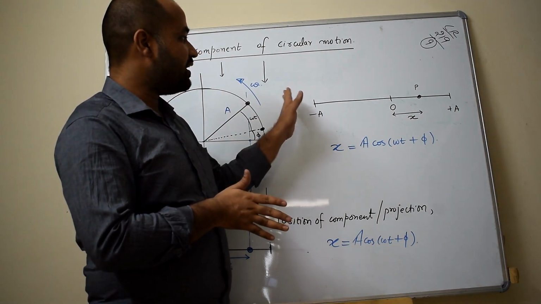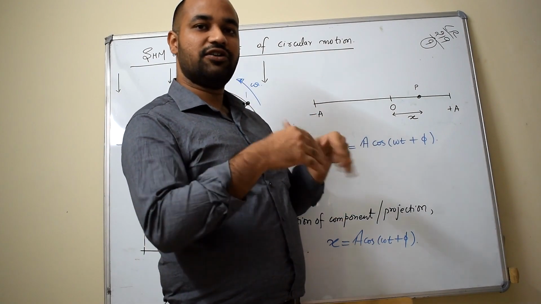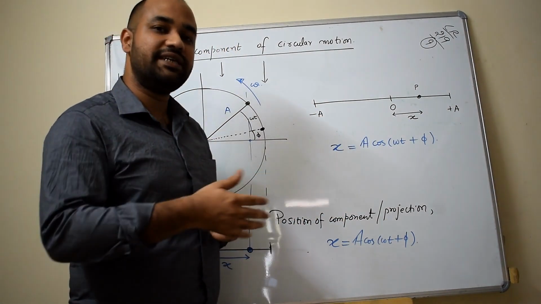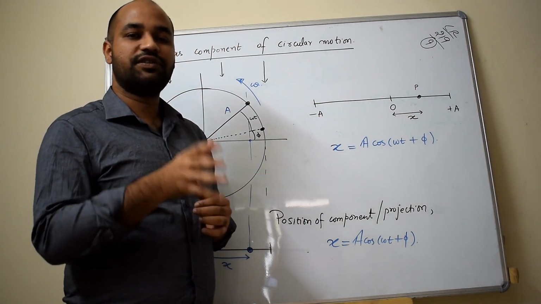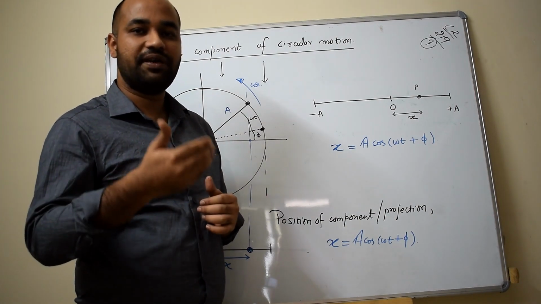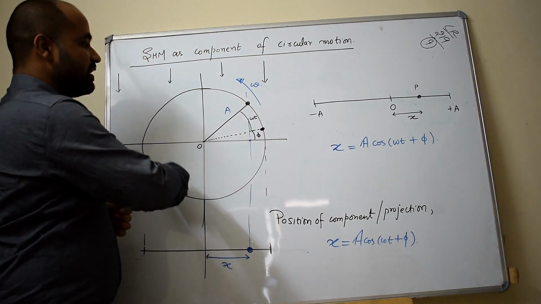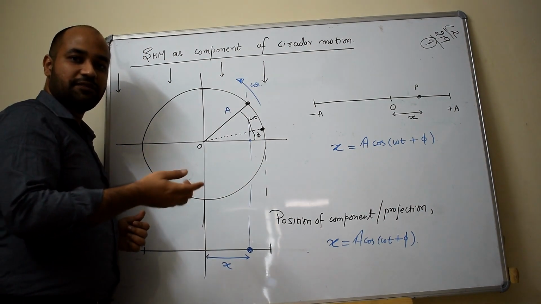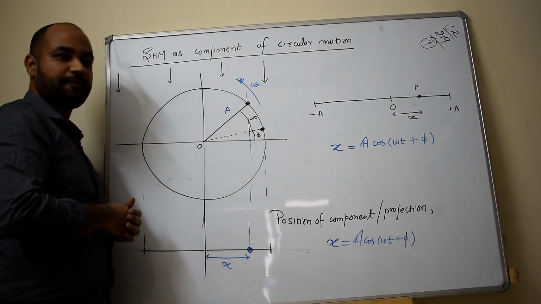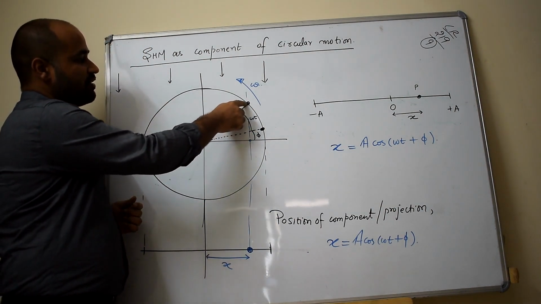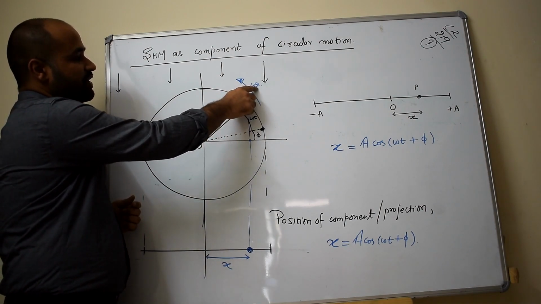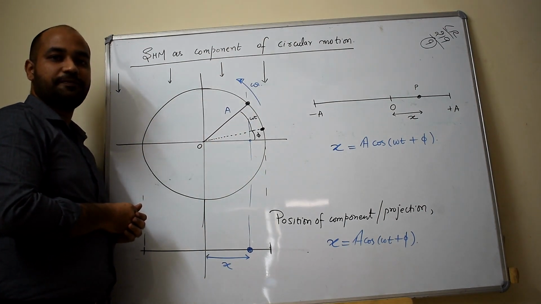I'm going to claim that an SHM like this can also be thought of, or represented by, the component of a circular motion. Now, what do I mean by that? Let's suppose there is a circular motion. There is a particle moving in a circle. The particle is moving in a circle of radius A. It's moving with a constant angular velocity omega.